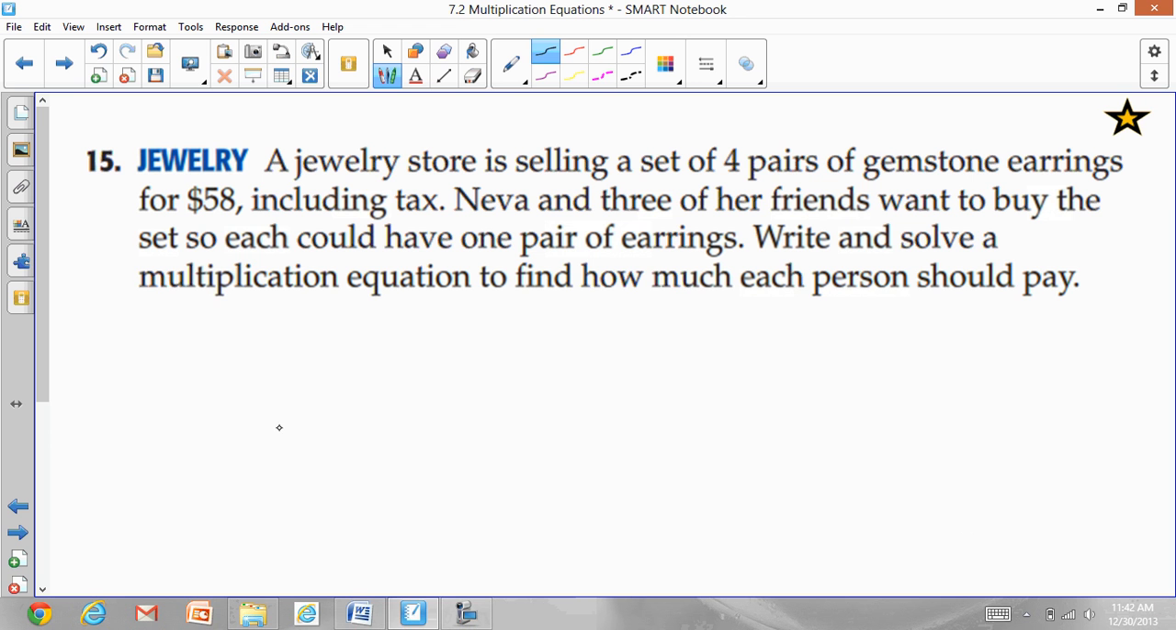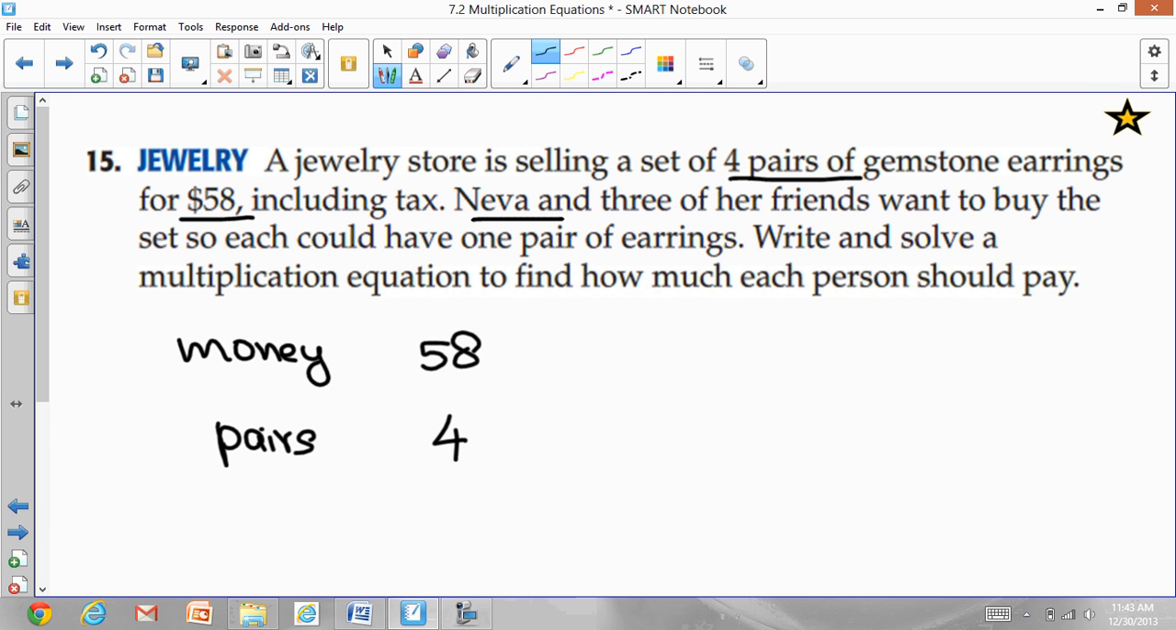Pause the video, read the question, understand, let's begin. So a jewelry store is selling a set of 4 pairs of gemstone earrings for $58, including the tax. So these are the two pieces of information that are given to you. So let's write them down. So remember, I keep telling you to write the money on the top. So the money is $58. $58 is for 4 pairs.